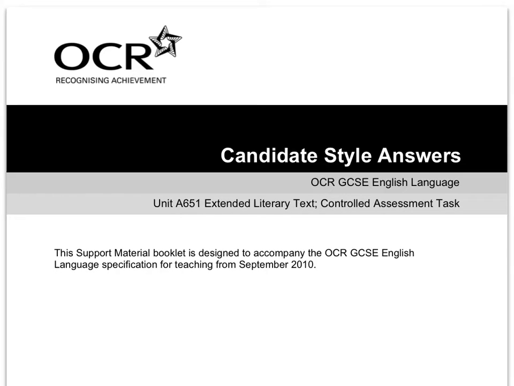Okay, everybody, my name is Mr. Dunford, and today I'm going to be talking about one of the assessment objectives that go with the exam. This assessment objective is AO2.